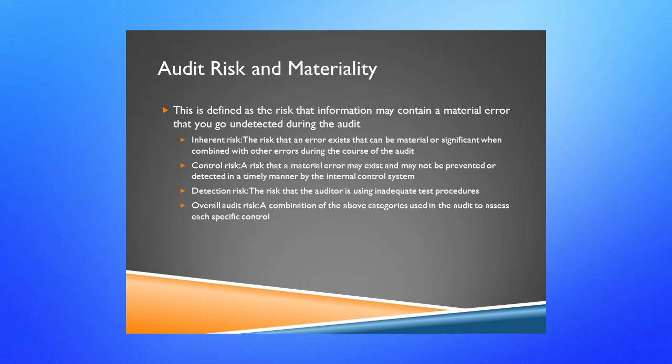A detection risk, saying that the auditor maybe used bad test procedures in trying to determine the problems. And all of that could create what we call the overall audit risk, which is a combination of all of these categories used in the audit to assess each of these specific controls. Now, an audit risk should describe the level of risk that an auditor is prepared to accept during the audit engagement. In other words, we're telling you, plan on making mistakes, plan on missing things. Now, you can set a target level of risk and then adjust the amount of detailed work that you're going to use in your plan to help minimize that risk.